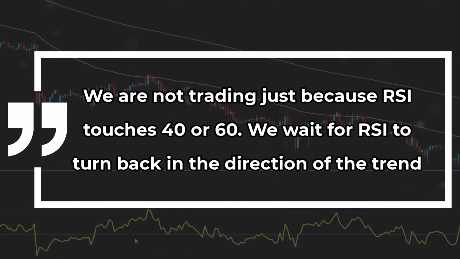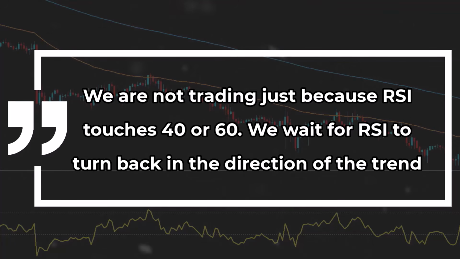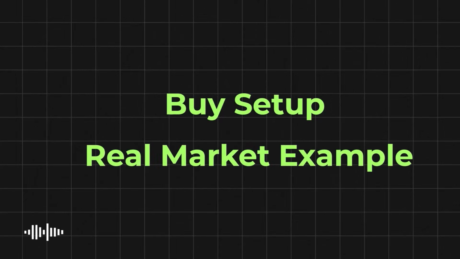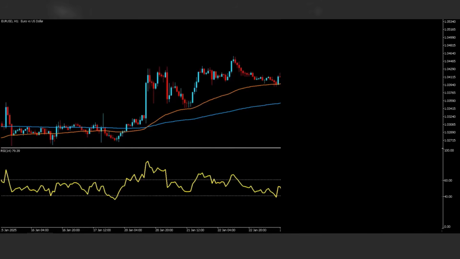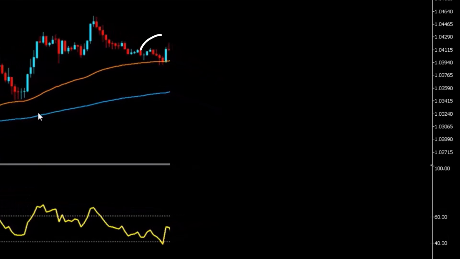Now let's see how these three elements work together on the chart. Buy setup, real market example. For a buy trade, first price needs to be above the EMA 200. This tells us the market is on an uptrend. Next, we wait for a pullback toward the EMA 50. In fact, we wait for a pullback instead of chasing the market.